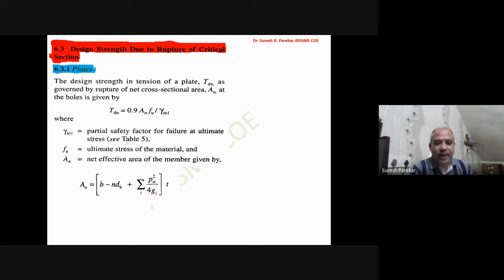So here we have AN equal to B minus n DH plus summation PS I square upon 4 G, times T. So this term we have to use only when we have connection as staggered bolting. So if your connection is chain bolting, then we need not go for this term, and we have to use only the first two terms.